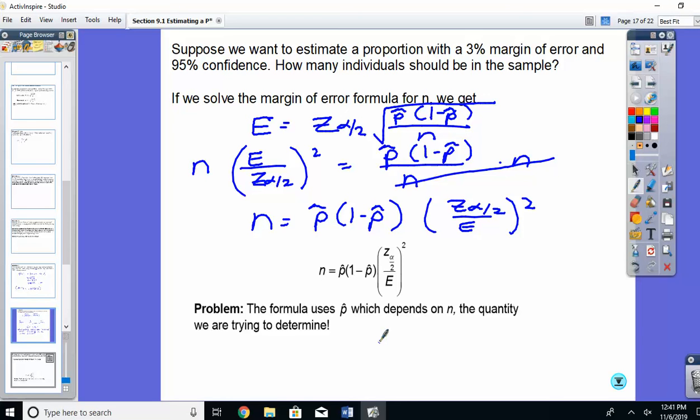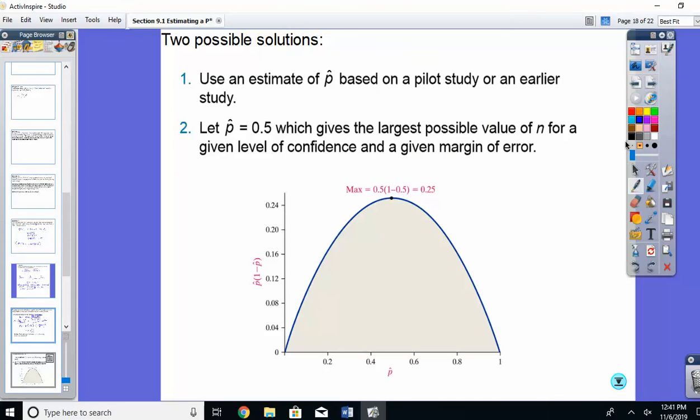Now the issue is, you have to know p hat to use this formula. And p hat is found using n, isn't it? So that's not all that useful. What we're going to do, we'll have two possibilities. Either we'll use the p hat, and if you don't want to write this part down yet, you can wait until the next couple slides. Either we will have to use a p hat from a previous study or a pilot study.